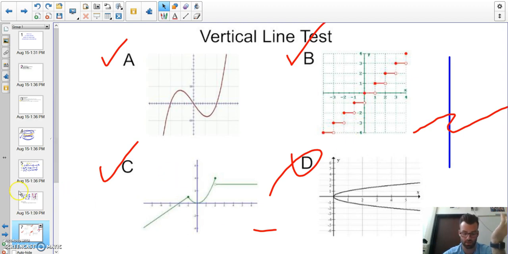So that is the end of function notation and the vertical line test, function versus relation. 2.1 notes in the books.